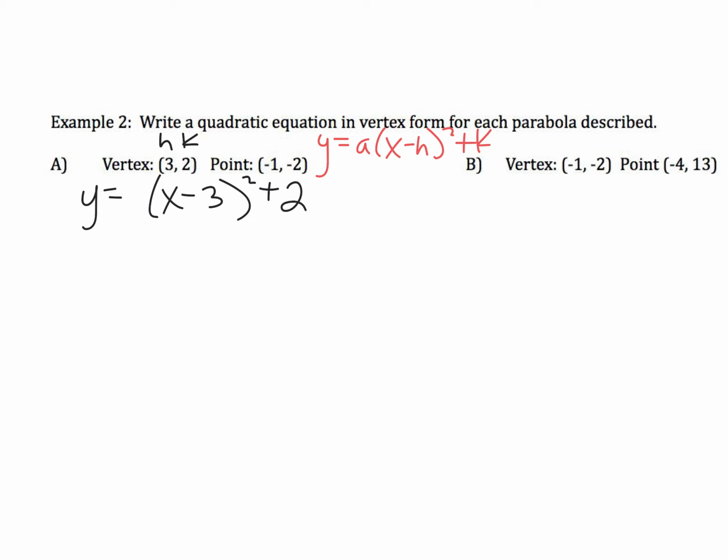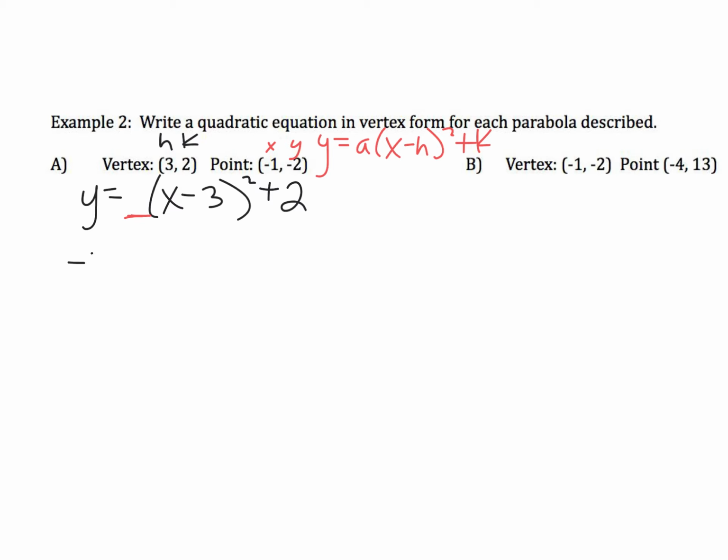So far, here's where we got. I need to see if I need that a value. How we're going to do that is because we're given this additional point, x and y. We're going to substitute these x values, or -1 into x, and -2 into y, and then just do some algebra, solve an equation so that we can figure out what is this a value that we need here. So we're going to substitute those in.